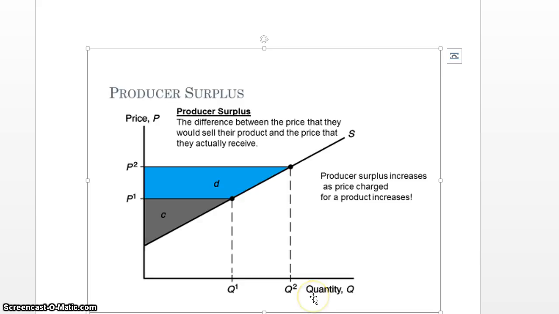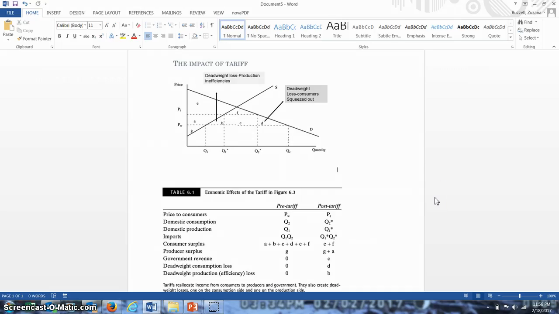Next, we have producer surplus. Now, producer surplus is the difference between the price that they would sell their product and the price that they actually receive. So if you notice, they sell it at P1. So their surplus is C. Now, if they sold it at a different price, their surplus would be C and D. So as producers increase the price, their surplus obviously increases. That's logical. Now let's continue the analysis.